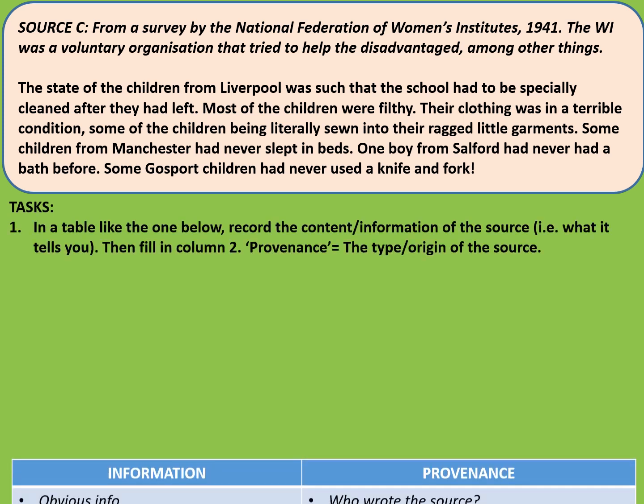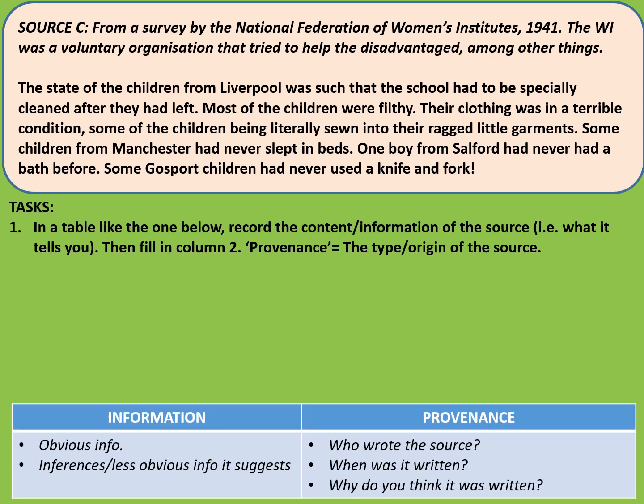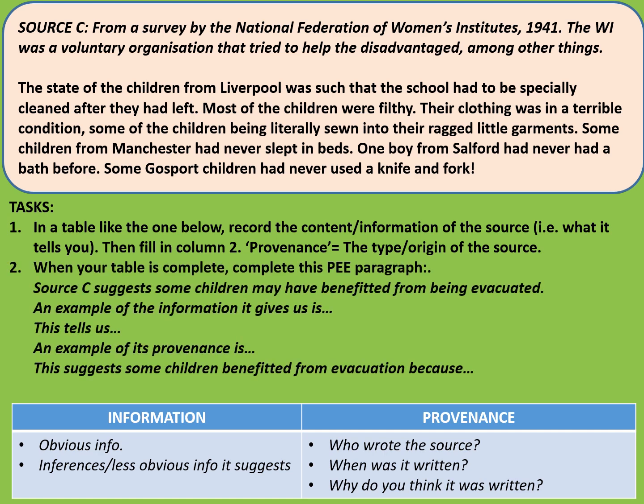Here are our tasks again. We're going to fill out another table. What is the information in this in terms of both the obvious information and the inferences and less obvious information it suggests? For the inferences, think really hard about this. Why is it that the Women's Institute have thought that this is worthy of comment? And then the provenance. Who wrote the source? When was it written? And why do you think it was written? And then we're going to follow it up with another structured paragraph, but with a slightly different focus.